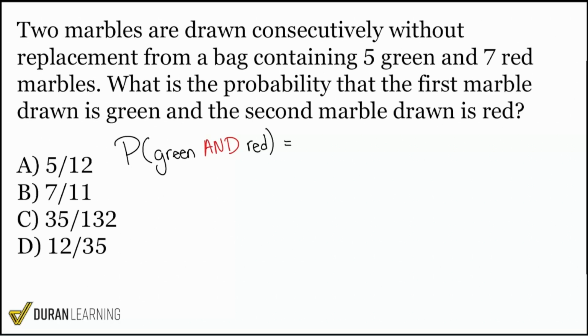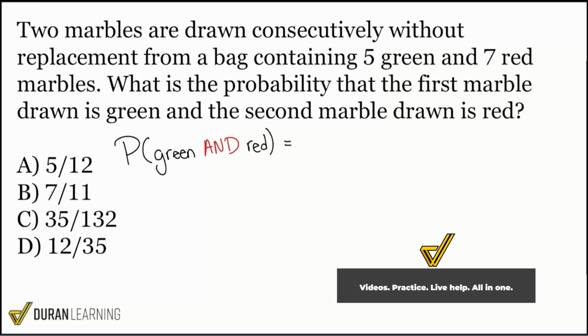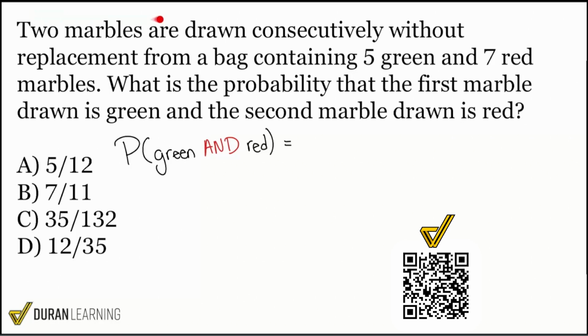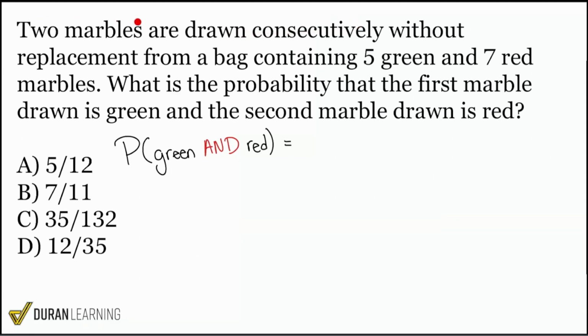So when we read the problem here, here's what we need to understand. The first sentence gives it all away. The first sentence says, 2 marbles are drawn consecutively without replacement from a bag containing 5 green and 7 red marbles. The most important part is this: 2 marbles are drawn consecutively without replacement. Consecutively means back to back, one right after the other, exactly.